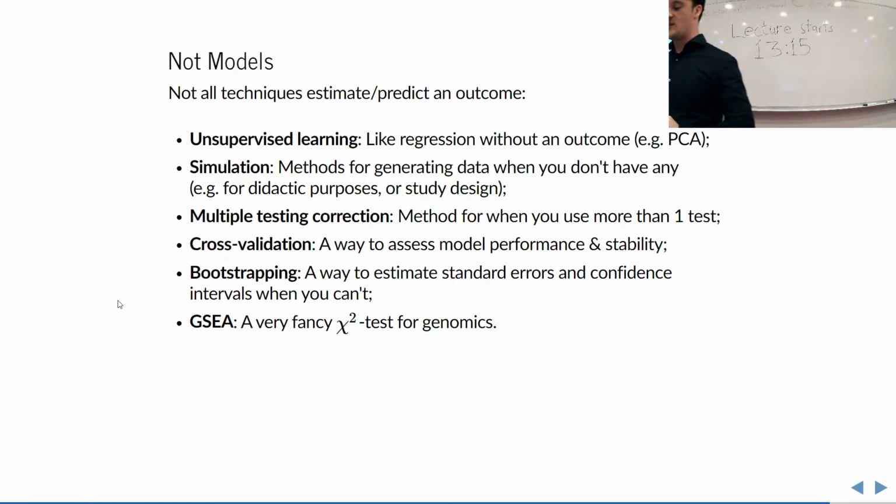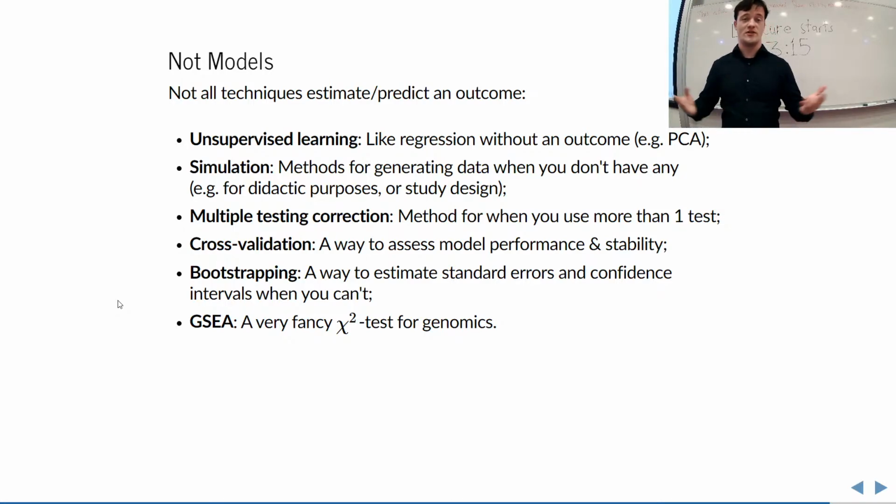Now, then there's multiple testing correction. Also important. It's essentially when you do more than one test, you need to do multiple testing correction. Then there's cross-validation, which is a way to assess whether your model is doing its job. Then there's bootstrapping, which is a way to estimate standard errors and confidence intervals in models where that is usually really tricky. Then the last subject we're going to cover, that's not really a model, in one of the last lectures by Harold, is gene set enrichment analysis.